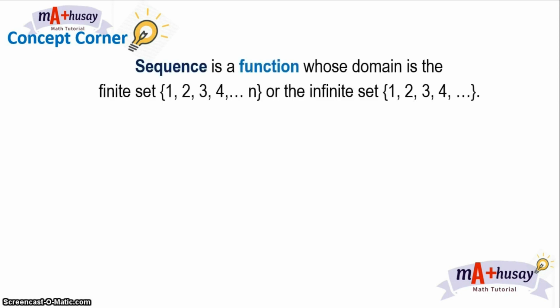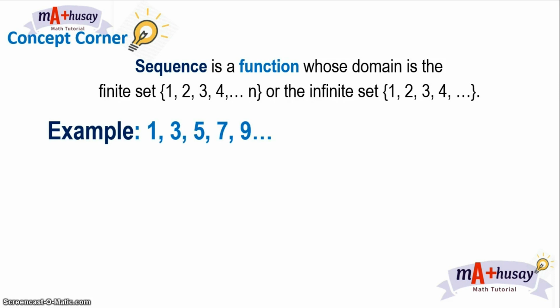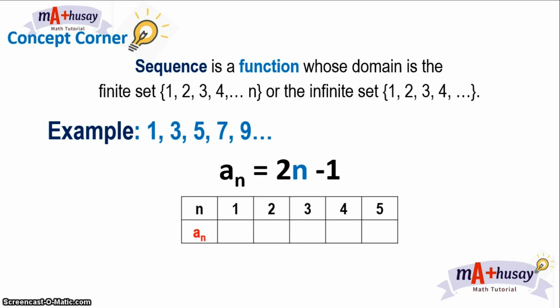We recall that in the previous lesson, you learned that a sequence is a function whose domain is the finite set 1, 2, 3 up to n, or the infinite set 1, 2, 3, 4 and so on. If we have a sequence 1, 3, 5, 7, 9 represented by the function a sub n equals 2n minus 1, we can find the first 5 terms of the sequence by plugging in the set of natural numbers from 1 to 5 as our domain.